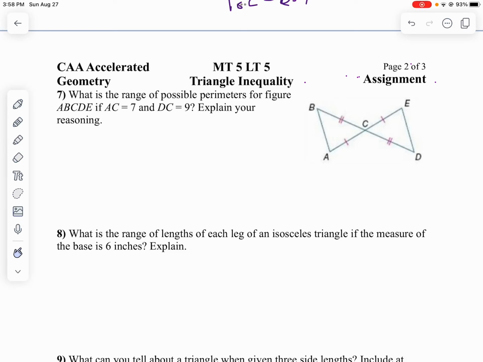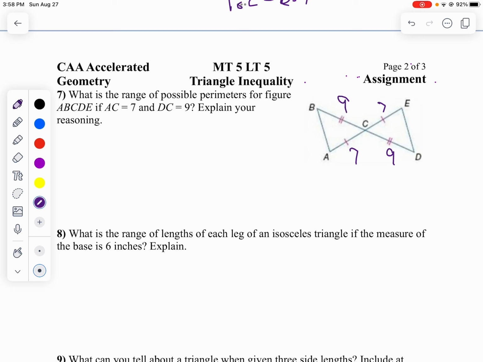We take a look at question number 7 here. We're told A to C is 7. Well, since A to C is 7, that makes C to E is 7, doesn't it? And then we're told D to C is 9. So that makes B to C is 9.